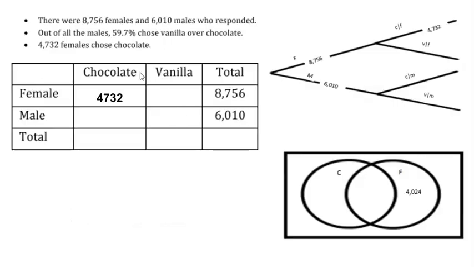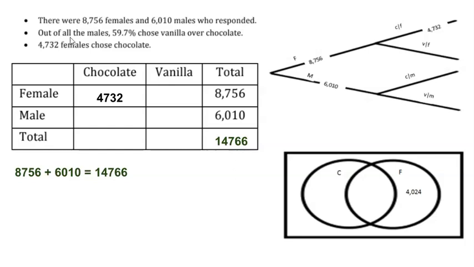Let's represent this in a two-way table, Venn diagram, and tree diagram. I already have some of the data filled into the table. It gave us how many males and females, and it also told us how many females chose chocolate. One of the first things we can do here is determine how many total people took the surveys, and all we have to do is add the total number of females plus the number of males. We can find that 14,766 total people took the survey.